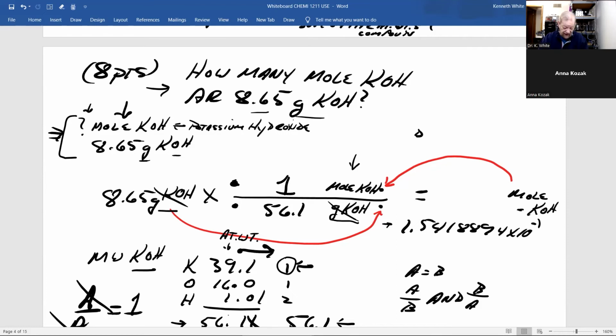Put in 8.65, then the divide right here, and then 56.1. Yes, and I have 0.15. You're not in scientific notation. That's why. Okay, so I'm pressing send.